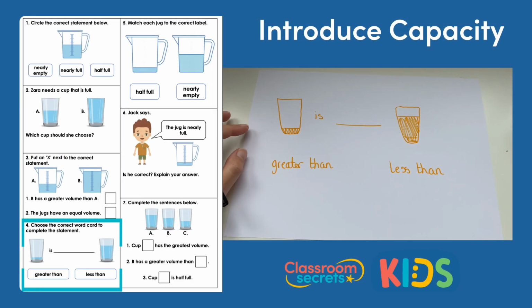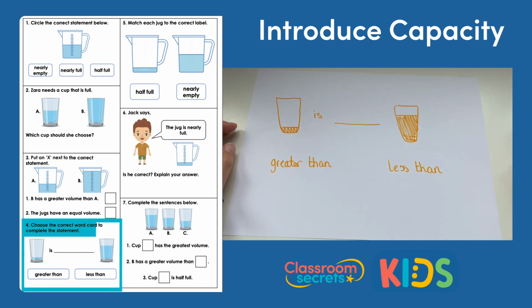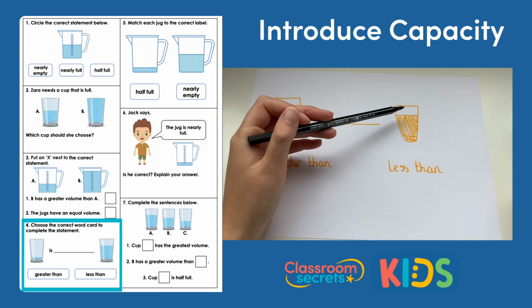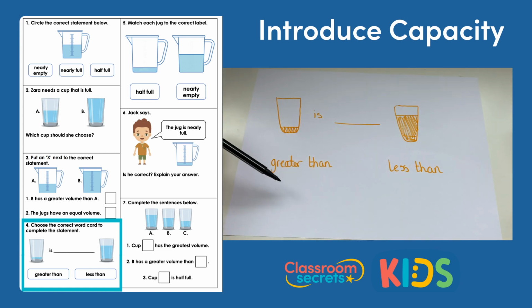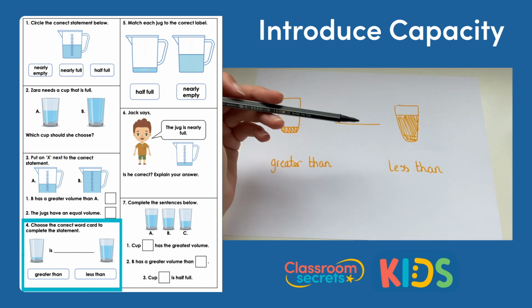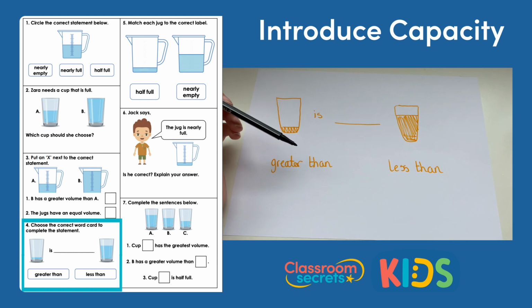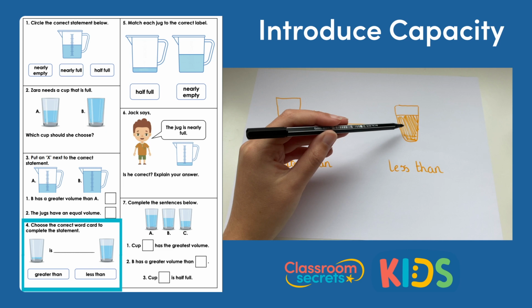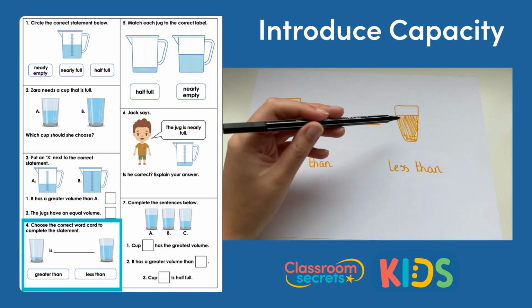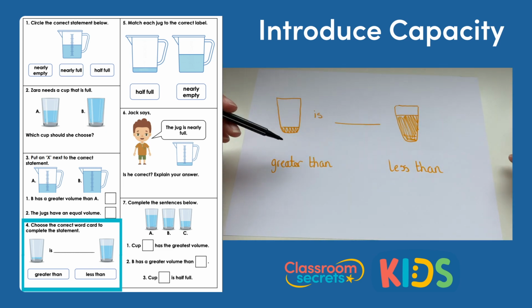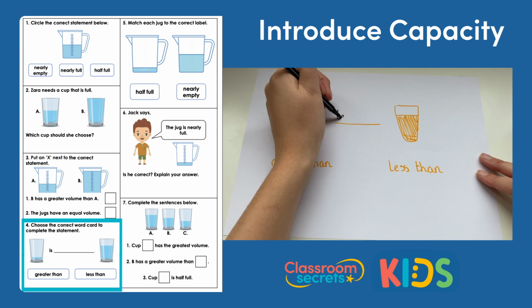Moving on, question 4. Choose the correct word card to complete the statement. So we've got a cup here that's nearly empty, and we've got a cup here that is nearly full. And we've got greater than and less than. So we've got this cup is this cup. Well, I know that this cup has less than this cup. It's not as full as this cup. So the correct phrase is less than.